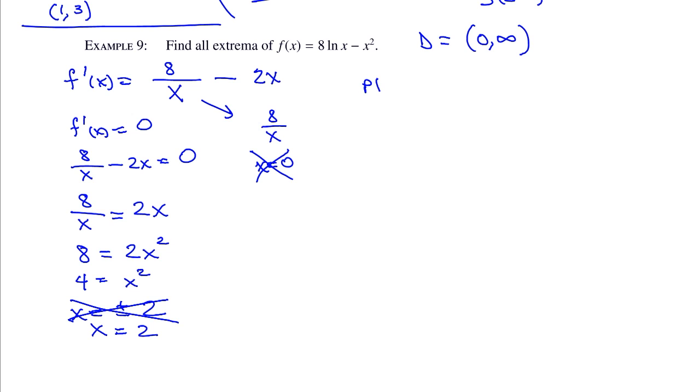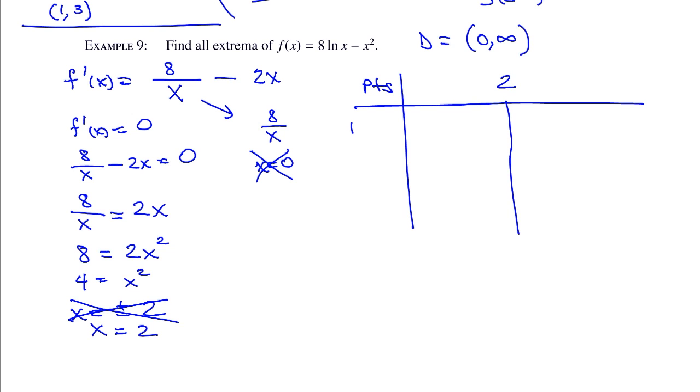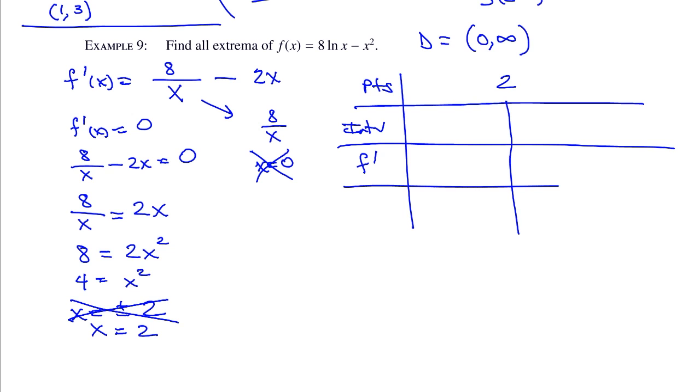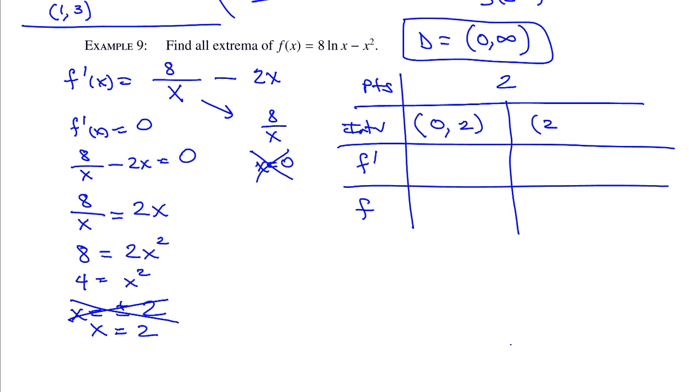So let's draw up the points here. We have one critical value at 2. We have intervals. We have f prime. And we have f. Now be very careful when you draw up your intervals. Your intervals are based on the domain of the function. So instead of starting at negative infinity, it starts at 0. And goes 0 to 2, 2 to infinity.